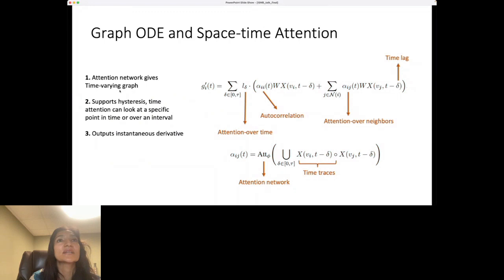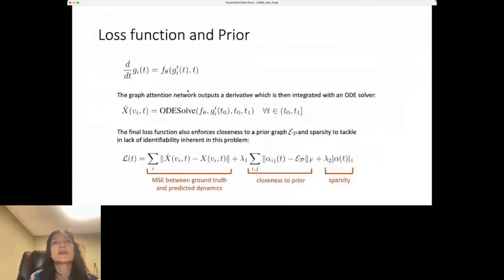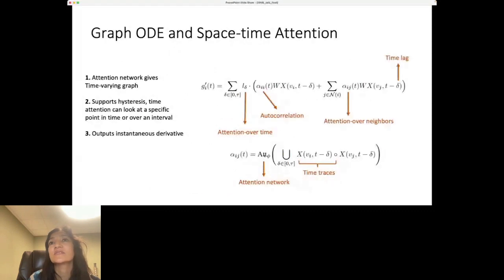So the basic summary is that this is an attention network that gives a time-varying graph by way of a graph ODE. It can support hysteresis, so it can support looking at an interval of time beforehand to develop this attention. So you're looking at some interval of time up to the interaction between two different genes in order to see how to strengthen or weaken the attention. But the output is still an instantaneous derivative. So this graph attention network outputs the derivative, which is again integrated with the ODE solver. But this derivative, as you see here, has two types of attention: over time and over neighbors.